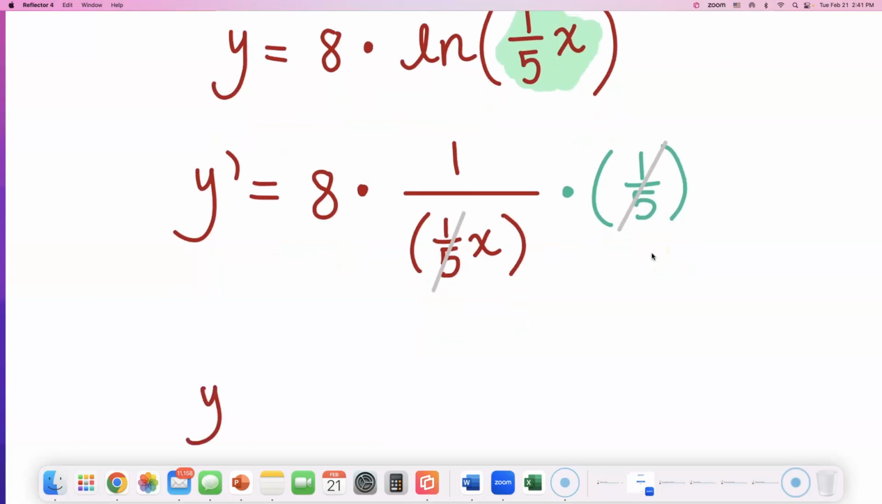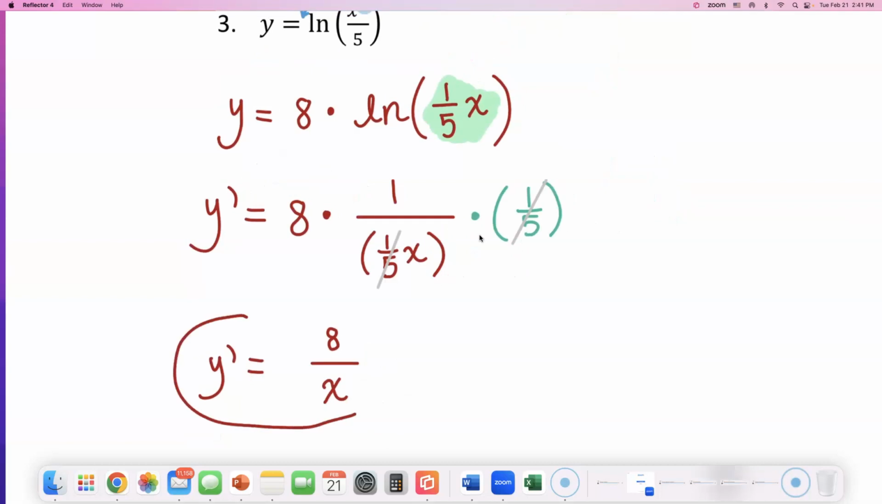Alrighty, so let's write our final answer then. Y prime equals, let me put this 8 on top of the fraction, because we're multiplying. So I'll put the 8 on top. What's the only thing left in the bottom of the fraction? Just x. So that's it. That's how I would do this problem.